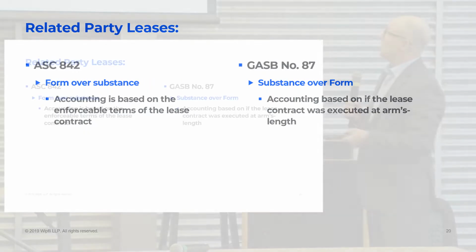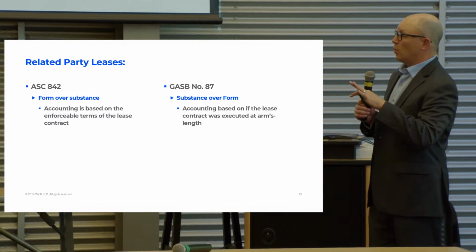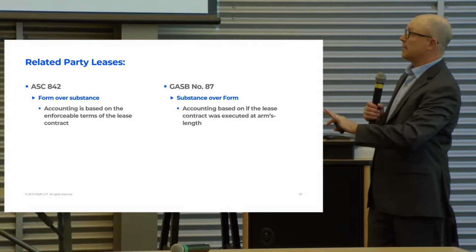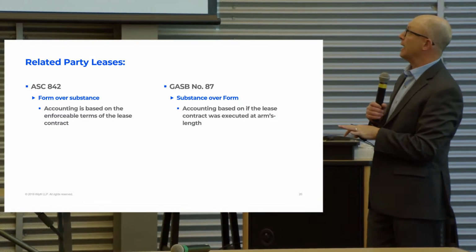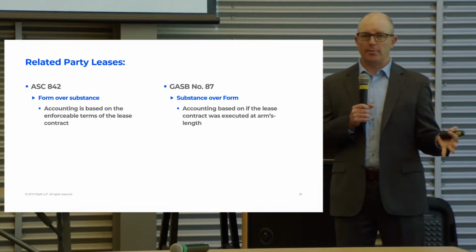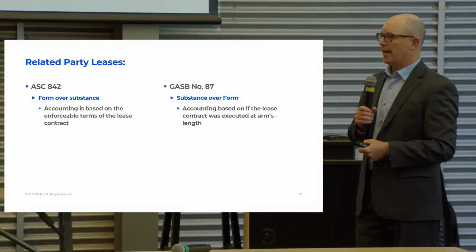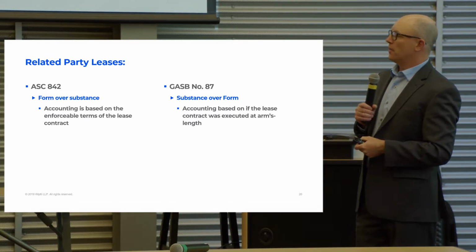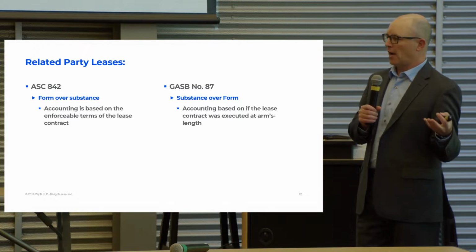Related party leases. In practice we see these a lot, and these are way more common than you think. ASC 842 is kind of a form over substance standard. It says if the agreement has terms, those terms are what are going to govern the accounting.